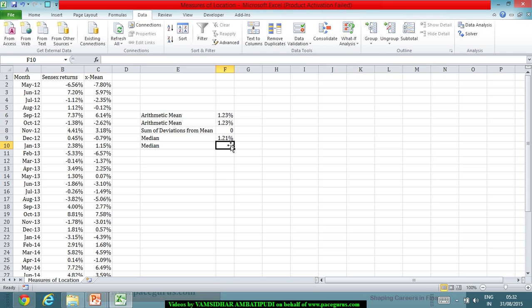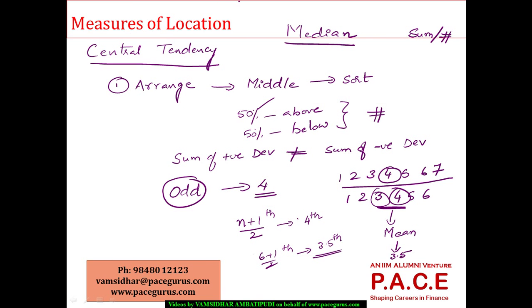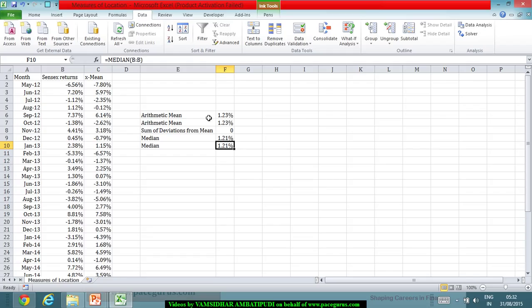But a better way to compute the median is we have a formula called median. I select this returns data. It internally, virtually, will sort the data and pick up the middle element accordingly, which is also coming out to be the same as 1.21%. So if I am using median as a measure, I am getting the center value around 1.21%. If I am using the mean, it is coming out to 1.23%.